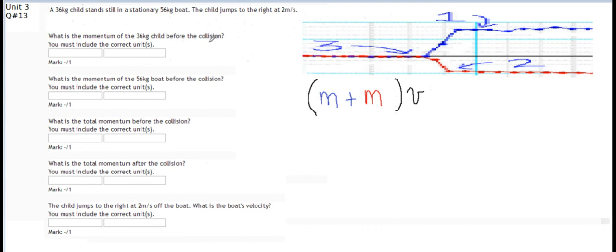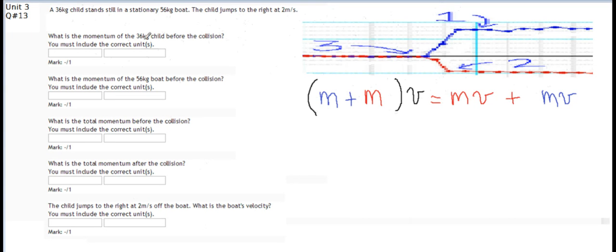Now it's not a collision, it's a jump, but it's the same idea. So before they jump out, it's like this. And then the child will jump to the right, and the boat will move to the left. And now they're separate. So this is the boat moving to the left, or negative, and this is the child jumping to the right, or positive, and this is them together at 0, not moving anywhere.